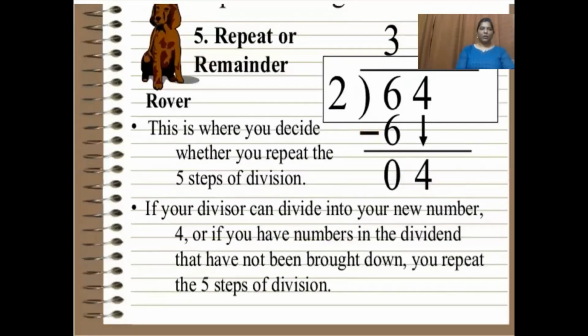Now, this is where we decide whether you repeat step 5 of the division. Now, if your divisor can divide into your new number, or if you have number in the dividend that have not been brought down, you repeat the step 5 of division. That is, now see children, the first number in the tens place was 6. So 3 2's are 6. So we have written 3 on the top and 6 we have written under 6.